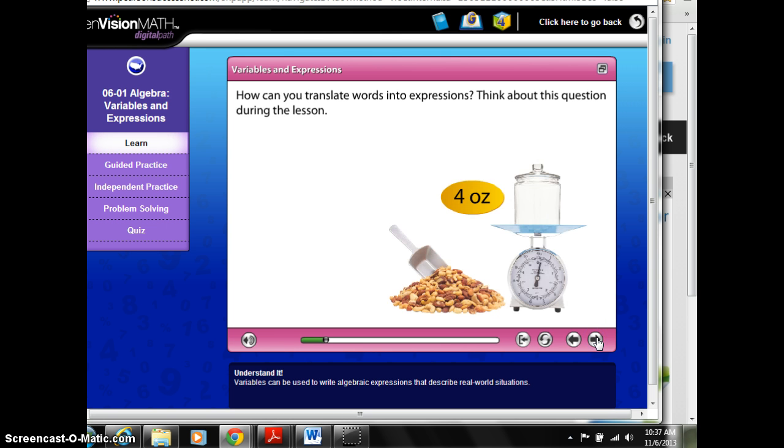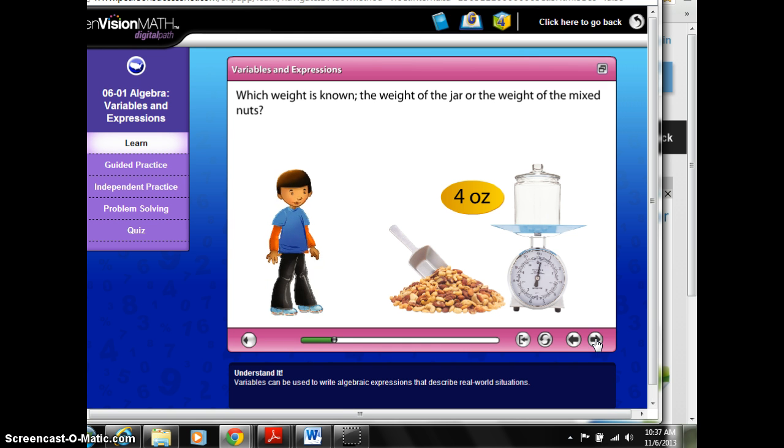So how can we translate words into expressions? Well, which weight is known? The weight of the jar or the weight of the nuts? The jar. The weight of the jar is what we know. It's 4 ounces. So the unknown weight is the weight of the nuts. Now we can use any letter of the alphabet to make that our variable. And I think we'll use N for nuts. What expression shows the weight of the mixed nuts after they subtract the weight of the jar? Well, we would use that variable letter and make that a math phrase.